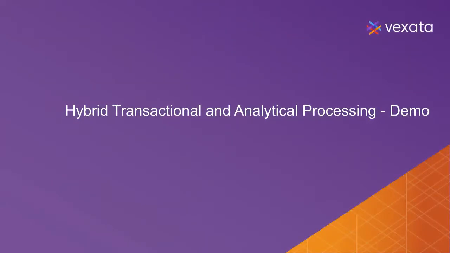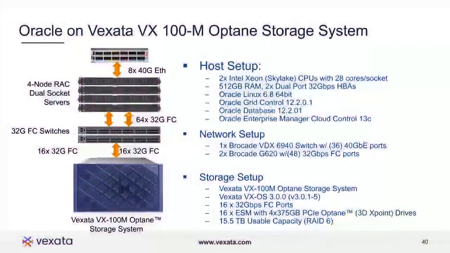So now let's move on to a demo. For this demo, this is my test bed. I used a Vexata VX100M Optane storage system, and we have a 4-node Oracle RAC on dual socket servers. I used 40 gig Ethernet for the Oracle RAC interconnect and 32 gig FC infrastructure for the public network. And again, it's a 6U Vexata VX100 Optane scalable storage system.